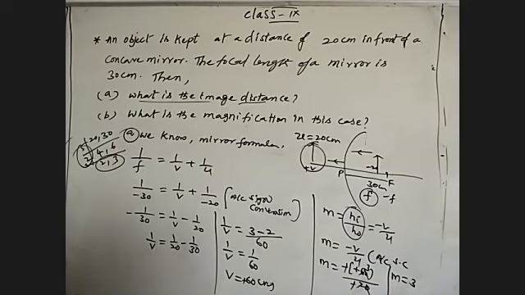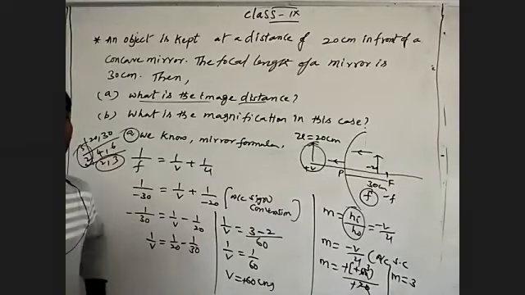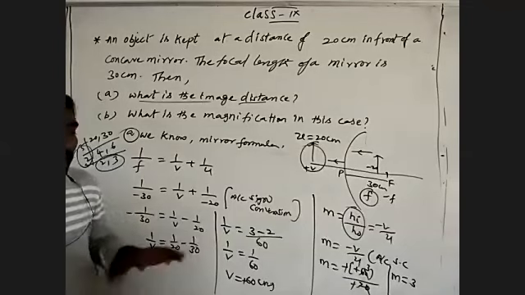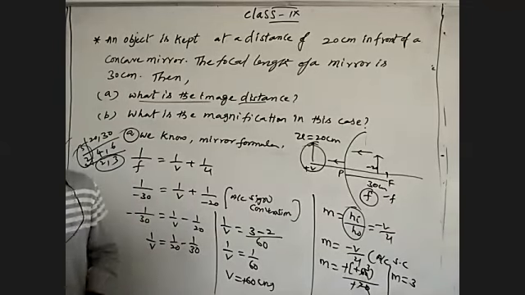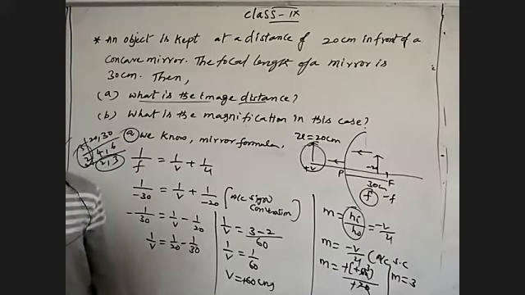Understand? So in this situation only, where the object is placed between pole and focus and the image is formed beyond the mirror, magnification is plus. In the remaining situations magnification is negative. Understand? This is the way to solve the problems. Okay.